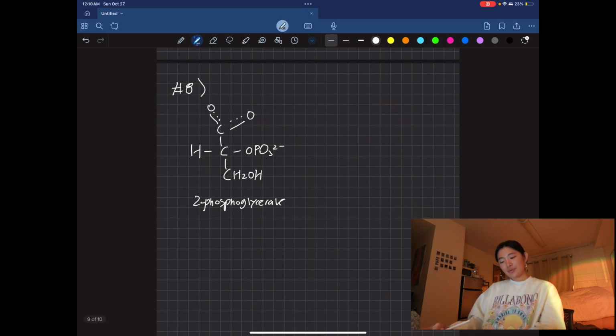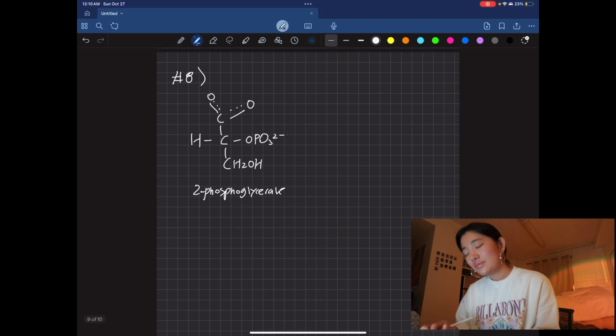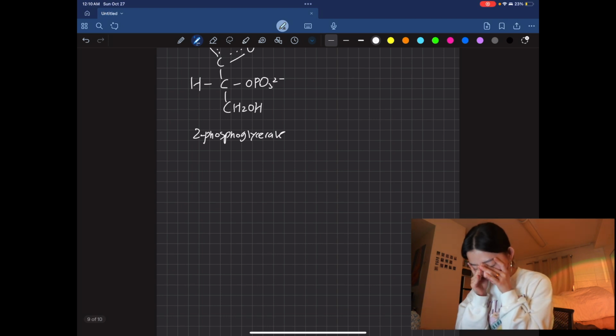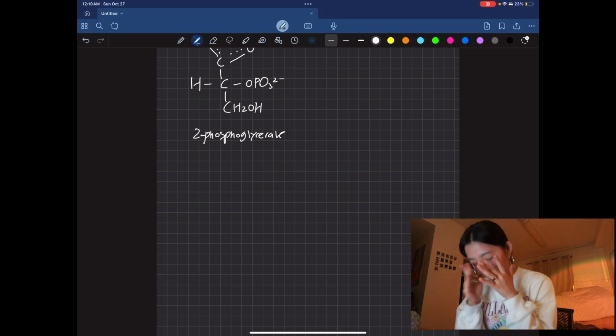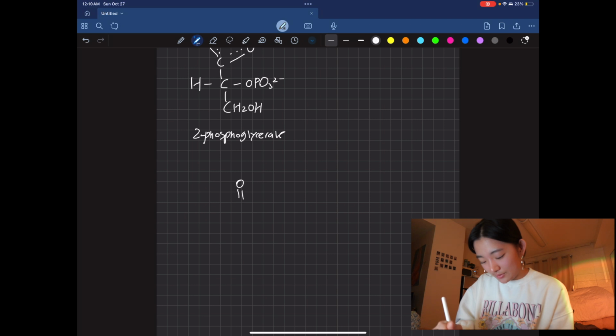So step number 8, we're going to take 2-phosphoglycerate and we're going to make it into its enolate form. Now, I know, I'm making you recall your organic chemistry days. Holy shit, bro. Literally the trenches. I know, but unfortunately it has come back to haunt us. If you do not remember, this is a ketone.